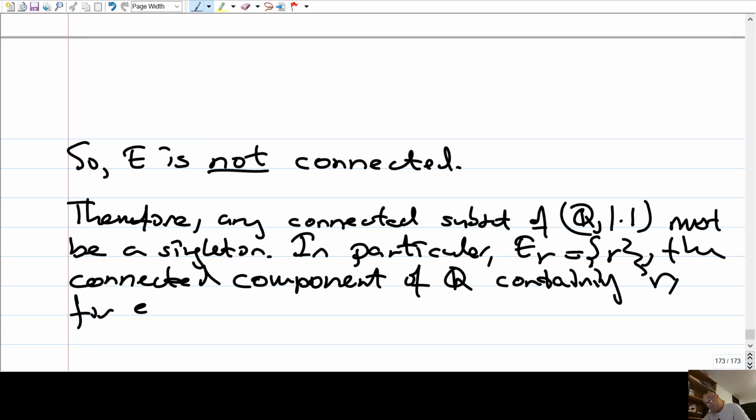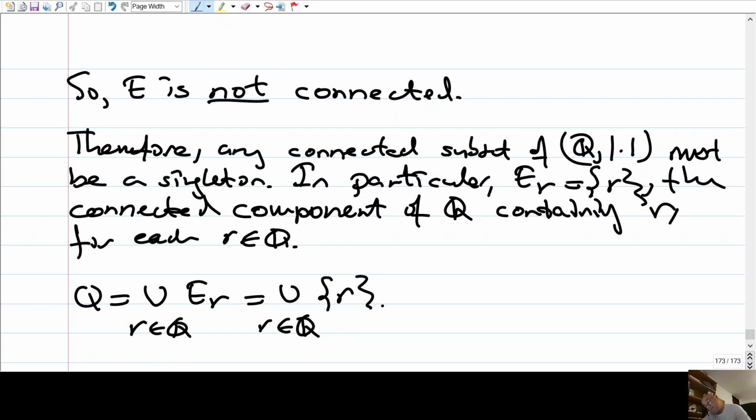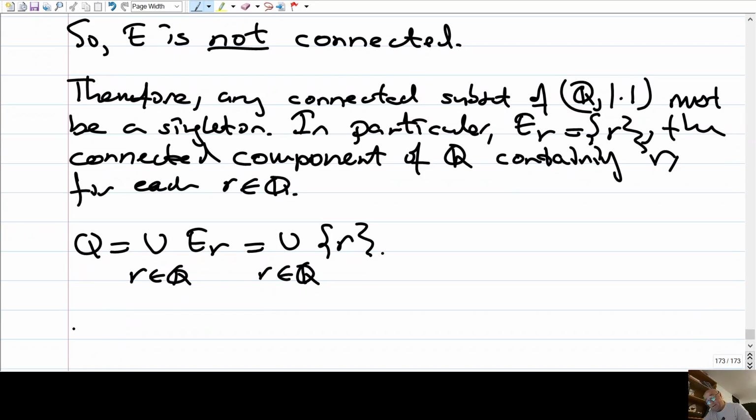For each r. So we know that Q can be written as the disjoint union of its connected components, right? In this case, these are just singletons, they are just one-point sets. Clearly, each E_r is closed because it's a singleton.